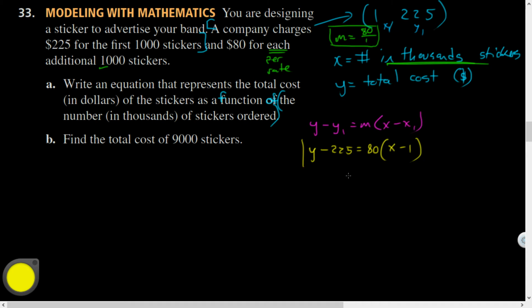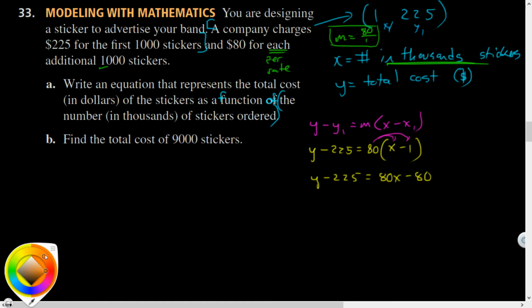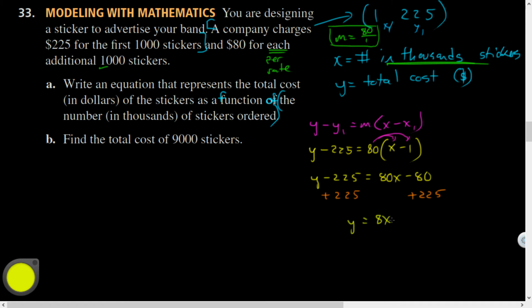I could put this in slope-intercept form if you want. Let's do that. Why not, shall we? Y minus 225 equals 80x minus 80. And let's add 225 to both sides. And I get y equals 80x.